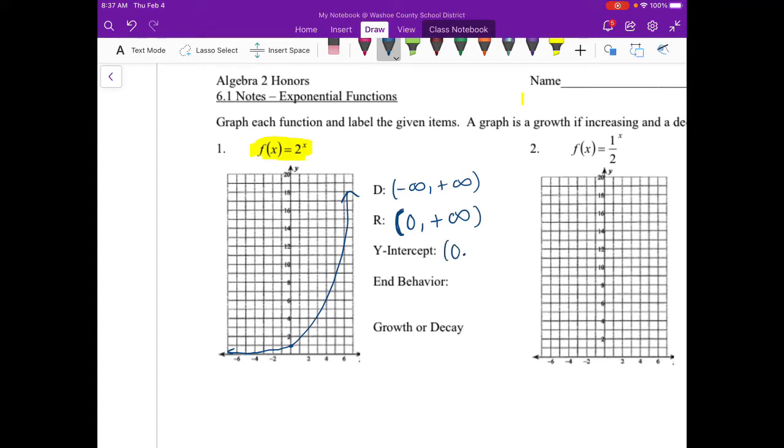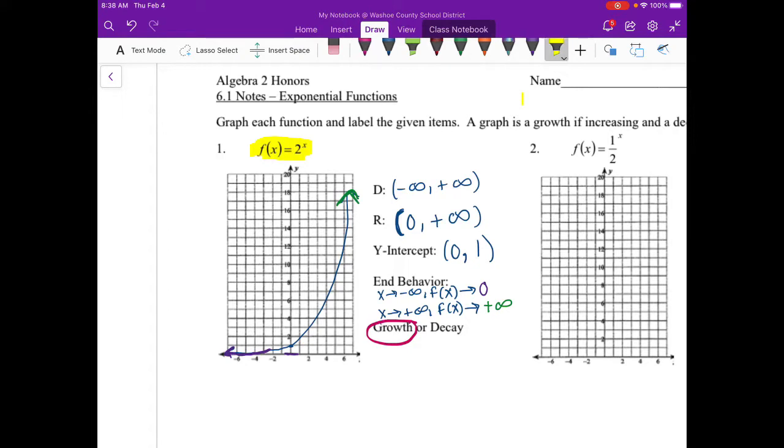Using the graph, I was able to say that the y-intercept is (0, 1). And your end behavior is always going to start off the same way. As x goes to negative infinity, what does the y value do? As x goes to positive infinity, what does the y value do? In this case, my y value, as I look to the left, is getting very close to 0. And then on the right-hand side, it's going up. So we're going to say positive infinity for that one. This graph is growing. It is going up. The y values are getting bigger every time.